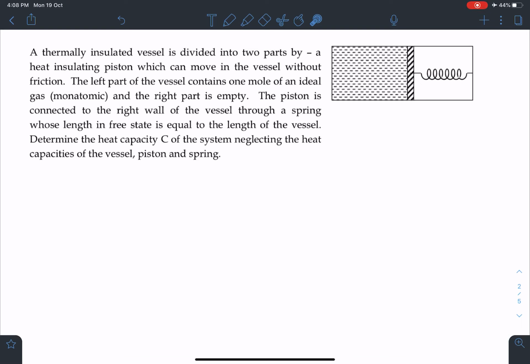Another very important point is given. They are asking us to determine the heat capacity of the system, neglecting the heat capacities of vessel, piston and spring. That means this vessel is not going to take any heat or energy. Piston also will not absorb any energy, and spring also will not absorb any energy.